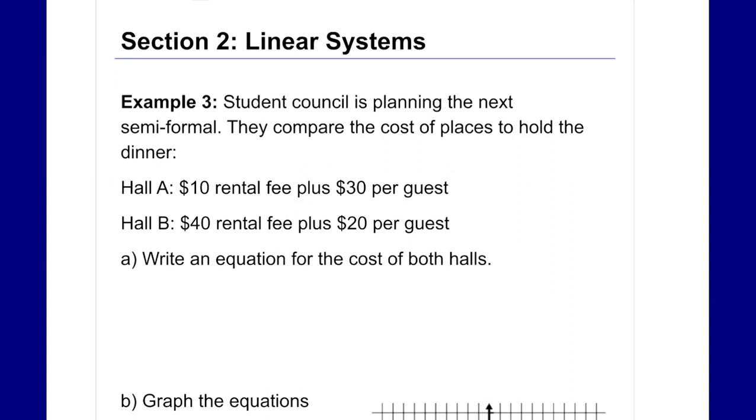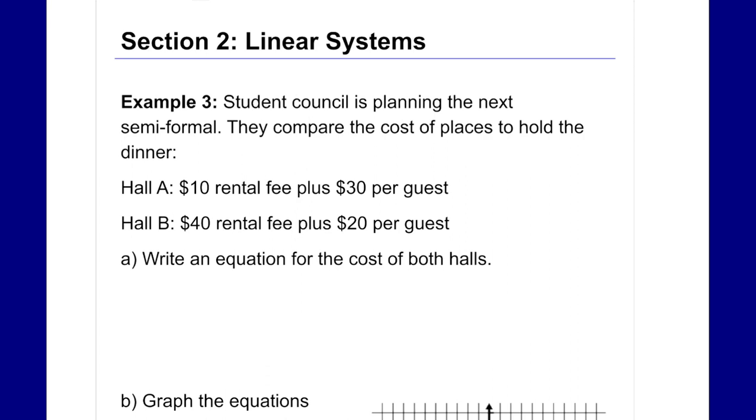So, for example, student council is planning the next semi-formal. They compare the cost of places to hold the dinner. We have Hall A, which has a $10 rental fee plus $30 per guest, and Hall B, which is a $40 rental fee plus $20 per guest. So what we want to do is basically find out, when are these two lines the same? When do they cross? Right? When will the cost between these two halls be the same?